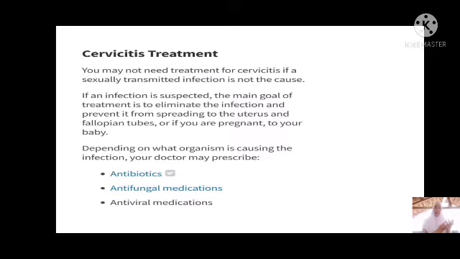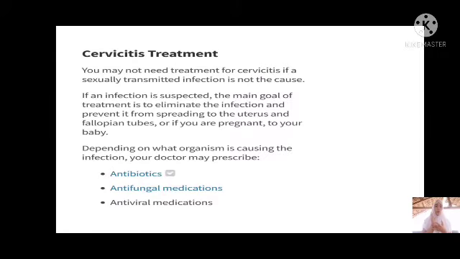Cervicitis treatment. You may not need treatment for cervicitis if a sexually transmitted infection is not the cause, or if an infection is not suspected. The main goal of treatment is to eliminate the infection and prevent it from spreading to the uterus and fallopian tubes.